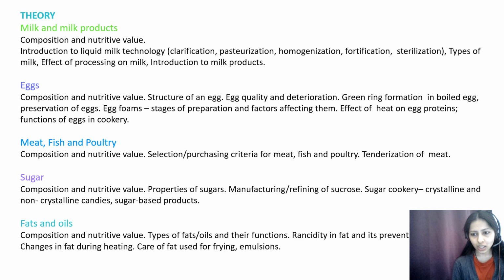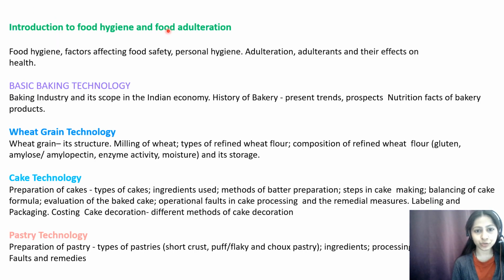Okay. Next, that is Introduction to Food Hygiene and Adulteration. In this, what is food hygiene, what are the factors by which food safety is being affected, then what is personal hygiene, what are the factors, and then adulterants, adulterations, its effect.